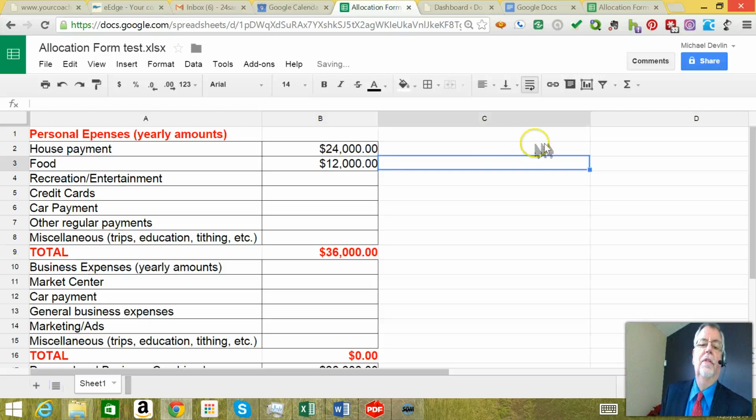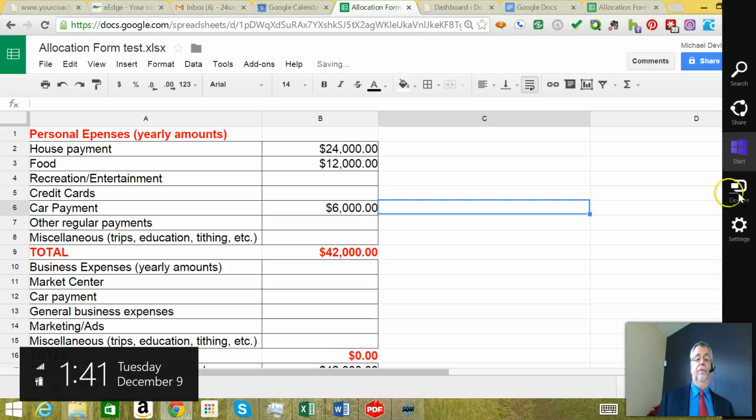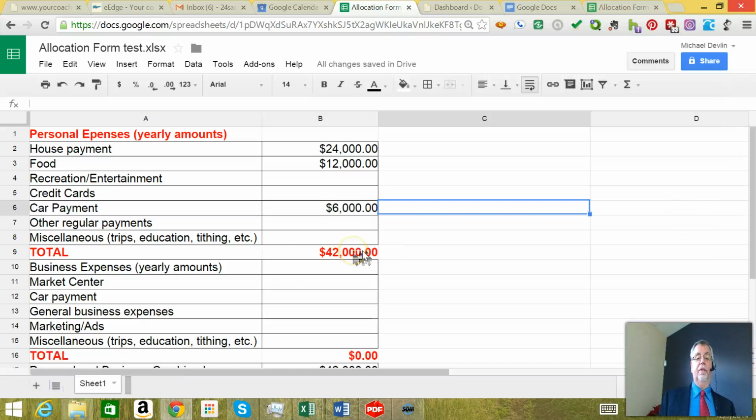Now, what my form does is it automatically adds up, and so this is just like a dry run to give you an idea. So spend a little bit of time to figure out, well, what are my real expenses? How much money would I need to make from real estate to be self-sufficient, self-supporting? And we could add in a car payment. Let's say that was $6,000. This is $42,000.